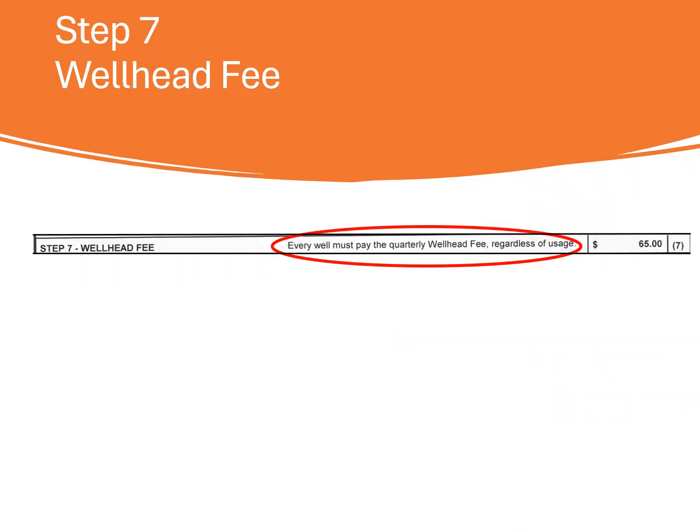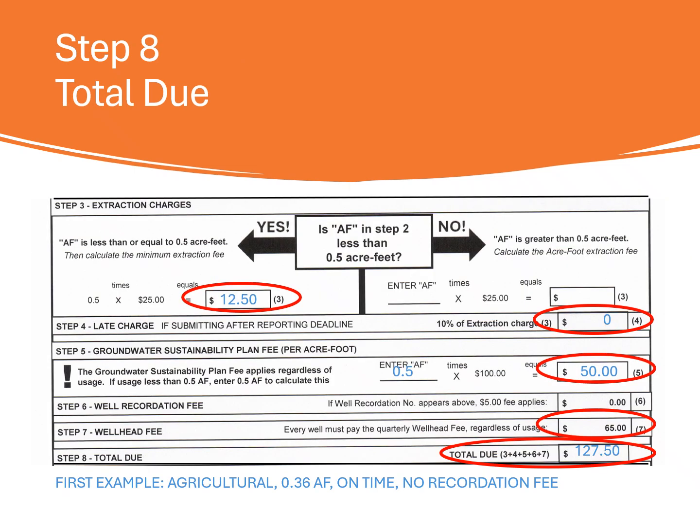Step 7 is the wellhead fee, which is paid for every well, regardless of groundwater extraction, and is $65 per quarter, which will be automatically filled in box 7. Step 8 is the total due, which is the sum of boxes 3 through 7.